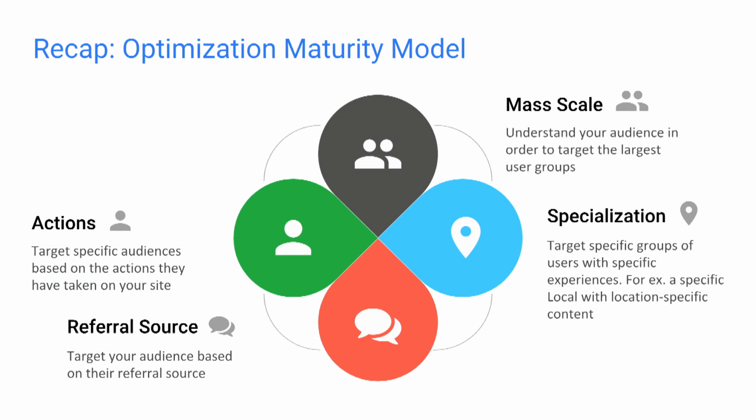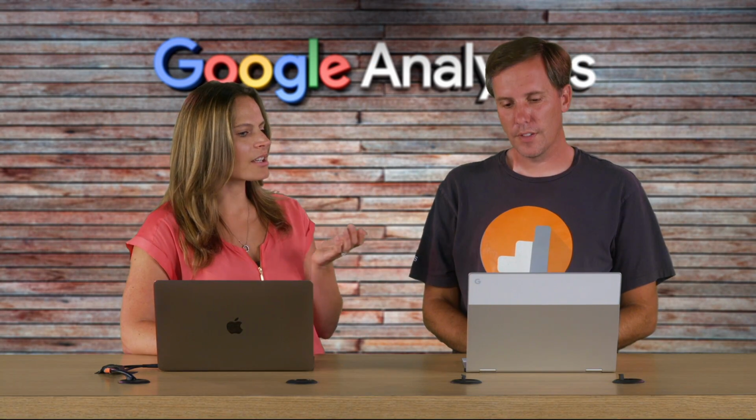So to recap, we have our optimization maturity model. We talked about mass scale, specialization, referral source, and actions. And Lewis, I wanted to turn it over to you here for one last kind of thought on optimization and personalization, because I know you've been in this space for a very long time, and I think our users would really love to hear any thoughts you might have there.